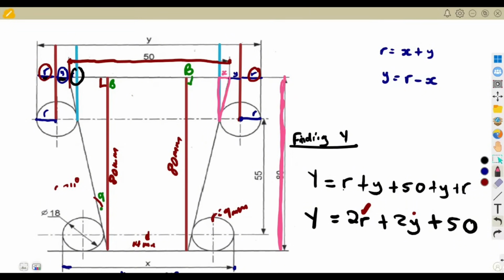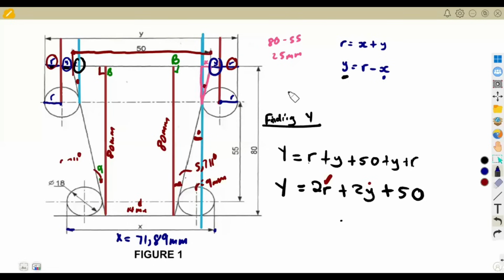So if we subtract this, what are we going to have at the end? 80 minus 55 is going to be 25 millimeters. All right, guys, there's another thing that we do not consider here in our subtraction. Take note, guys, this is also part of the 80 starting from the ground up to this point. So once we subtract the 55, we are left with also the radius from this point up to the ground.